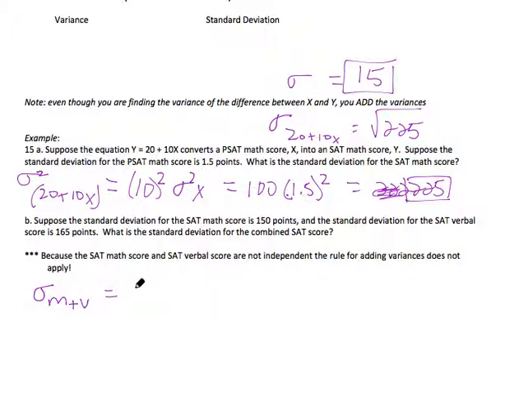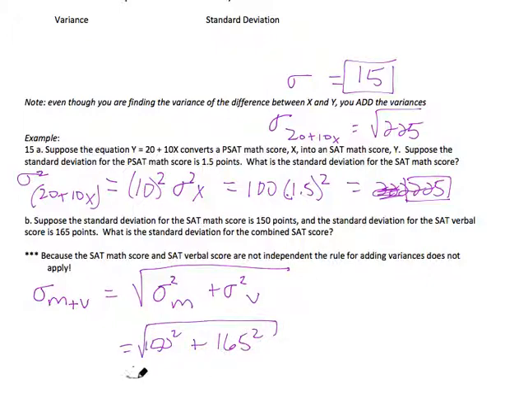I'm going to say that that's equal to the square root, because really I have to have these in variances. So it's going to be the variance of the math plus the variance of the verbal scores, and the square root of those is going to give me the standard deviation for the combined SAT score. So it's equal to the square root of 150 squared plus 165 squared, which equals 222.99.